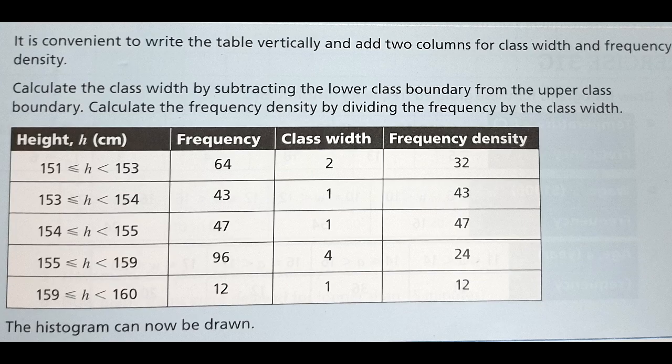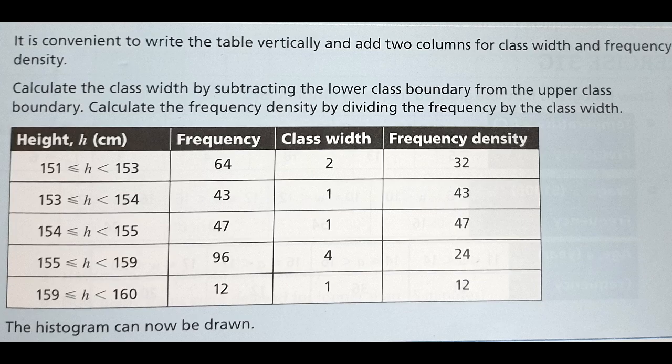That is the reason why we represent the information in the form of frequency density and then draw our bar graph. Now check that the area of each column is equal to the frequency. When we check it, for 151 to 153, the width is 2, multiplied by the height of the column, 32, that will give you our frequency as 64. For 153 to 154, the width is 1, multiplied by 43 will give us 43, and so on.